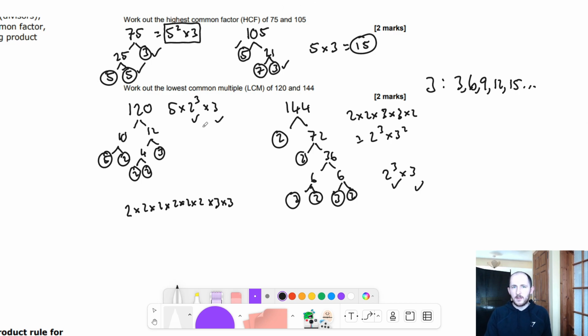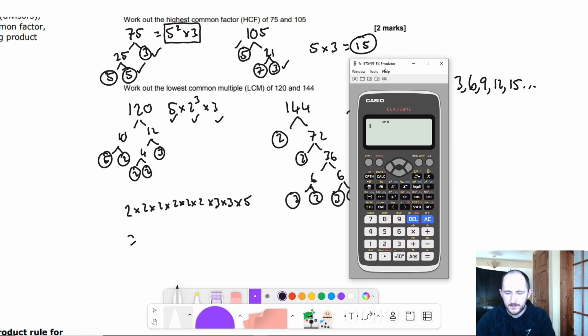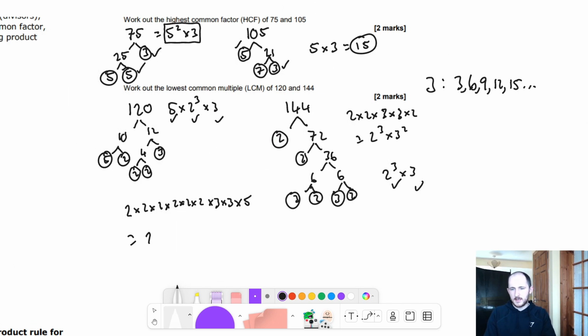Now I write down any other number, only a single copy of it, that appears anywhere else. So 144 has no other factors, but 120 has a factor of 5. So I'm going to times that all by 5. If it was 5 squared, I would still only times by 5. Okay? Anyways, let's go. So we have 2 times 2 times 2 times 2 times 2 times 2 times 3 times 3 times 5, which is 2,880. So apparently that is the lowest number that appears in both the 120 and 144 times tables.